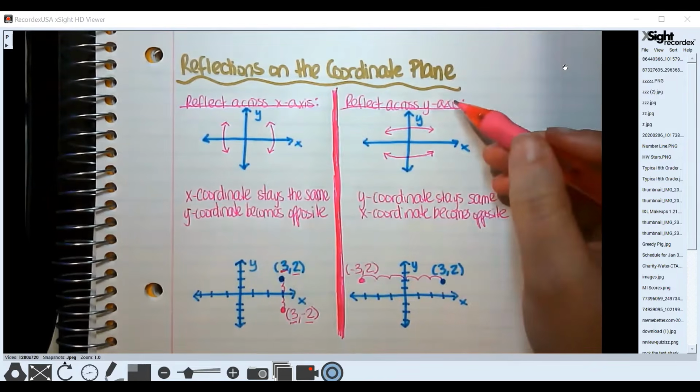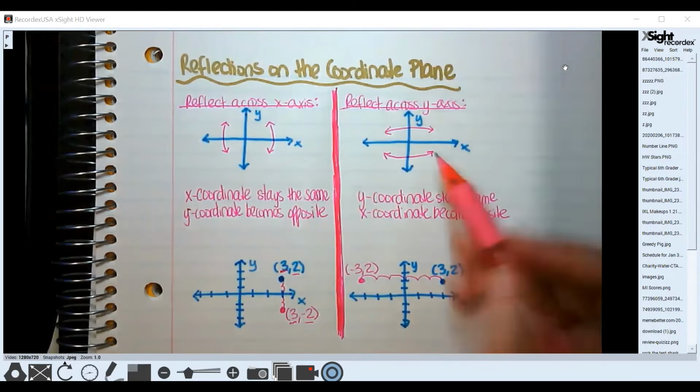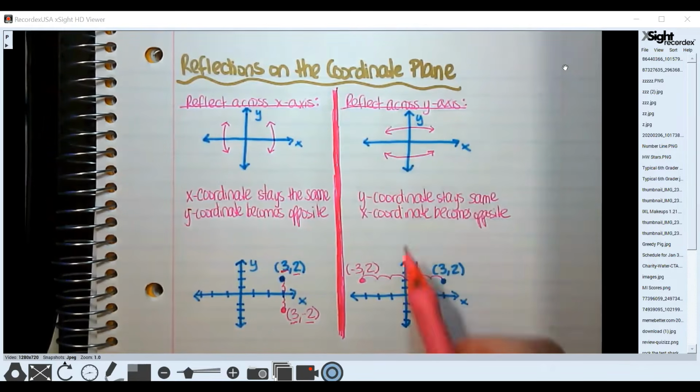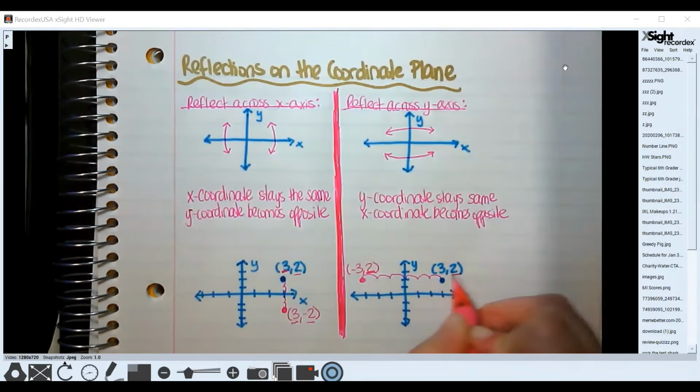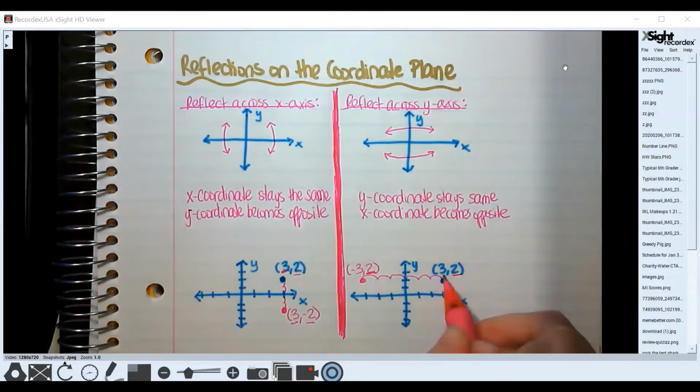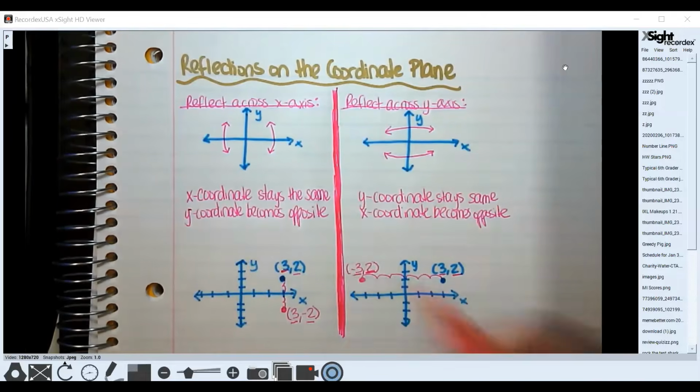It's the opposite if you reflect across the y-axis. Anytime you reflect across the y-axis, your y coordinate stays the same. You can see those were both 2, but the x coordinate becomes the opposite. So it went from 3 to -3.